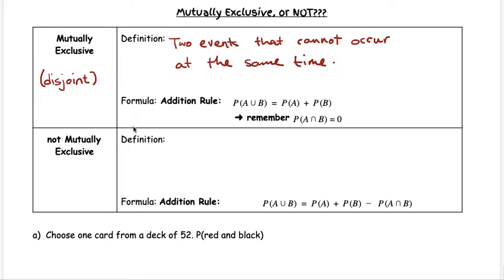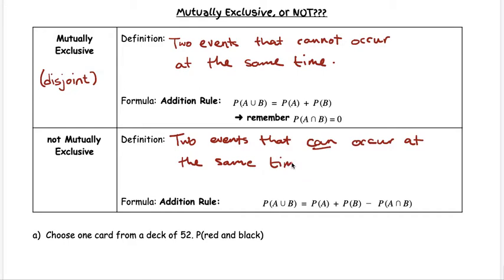So, of course, the converse of that is that two events that are not mutually exclusive means that they can occur at the same time. So there's your definitions out of the way. Okay, so mutual exclusivity is two events that cannot occur at the same time, and two events that are not mutually exclusive are two events that can occur at the same time.